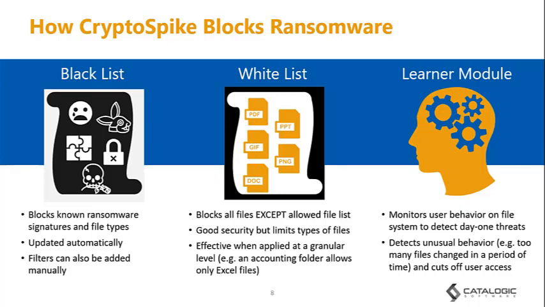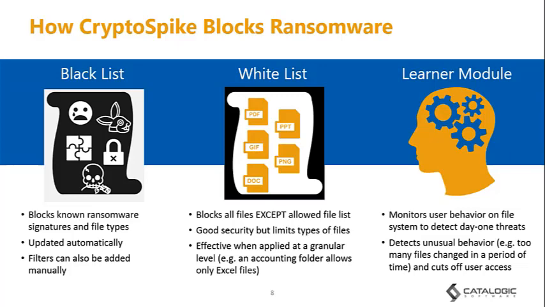Now, should something get into the system, we have this learner module, an AI module, if you like, and this monitors behavior. So it starts to learn typical user behavior within the environment. If we start to see something that looks unusual, i.e. a large amount of writes within a very short period of time, what we can do is very quickly recognize that, stop the spread of the ransomware, and cut off that user's access.